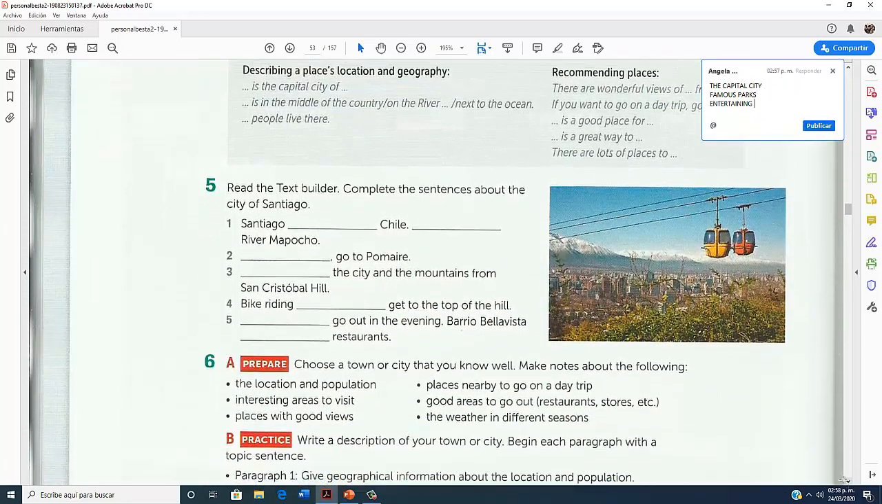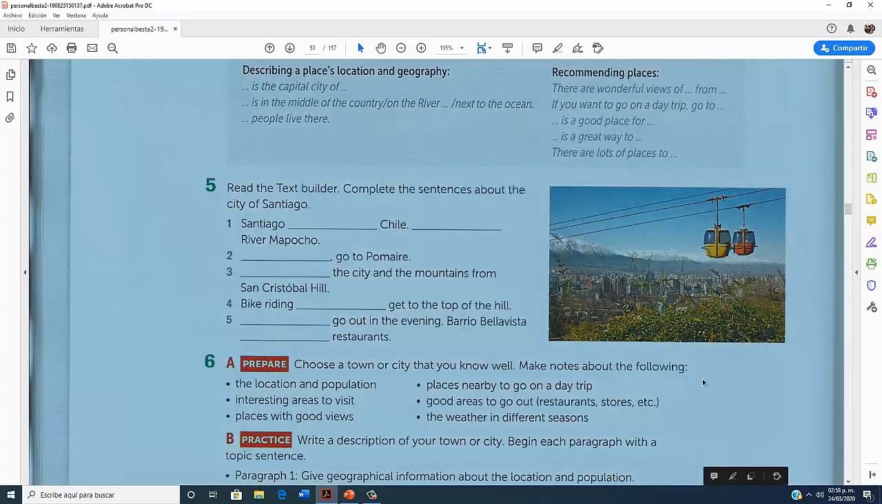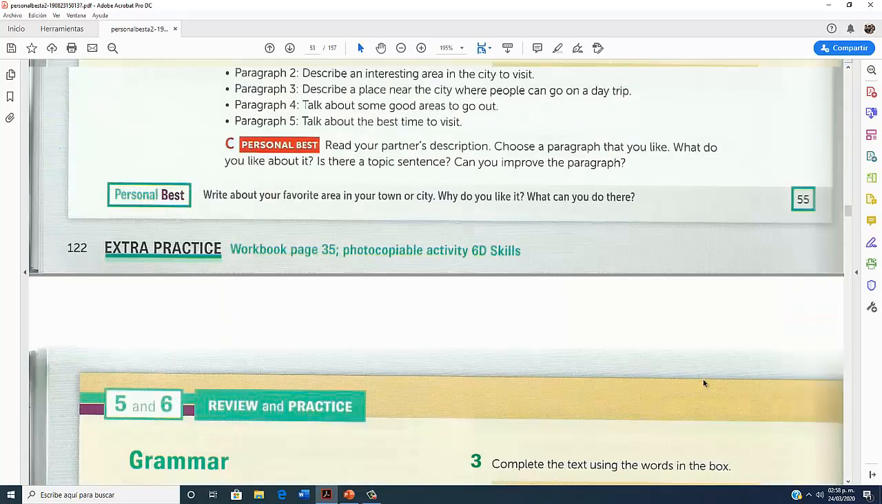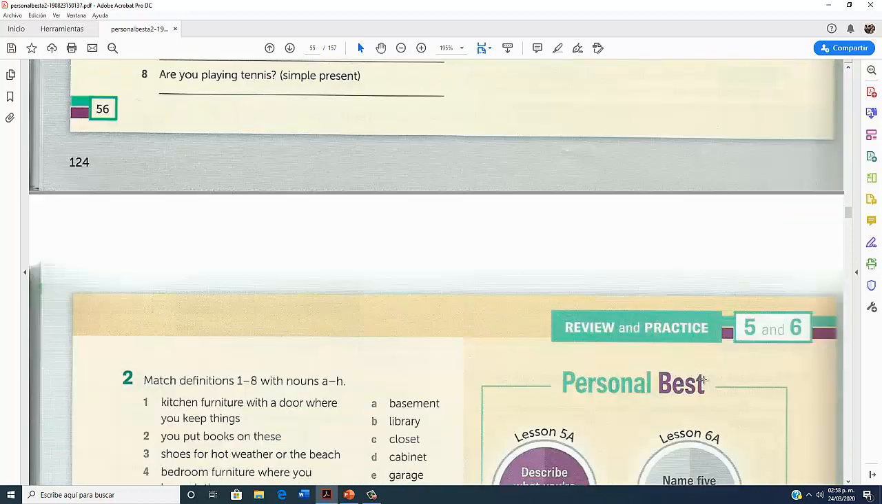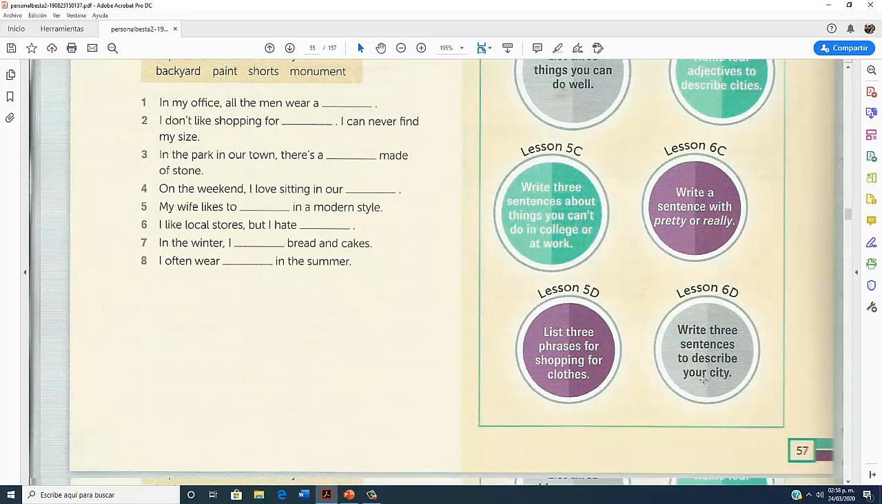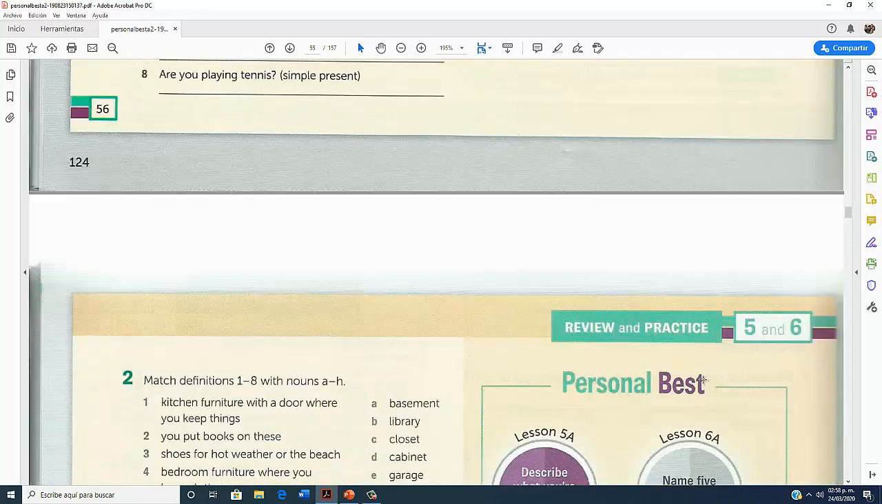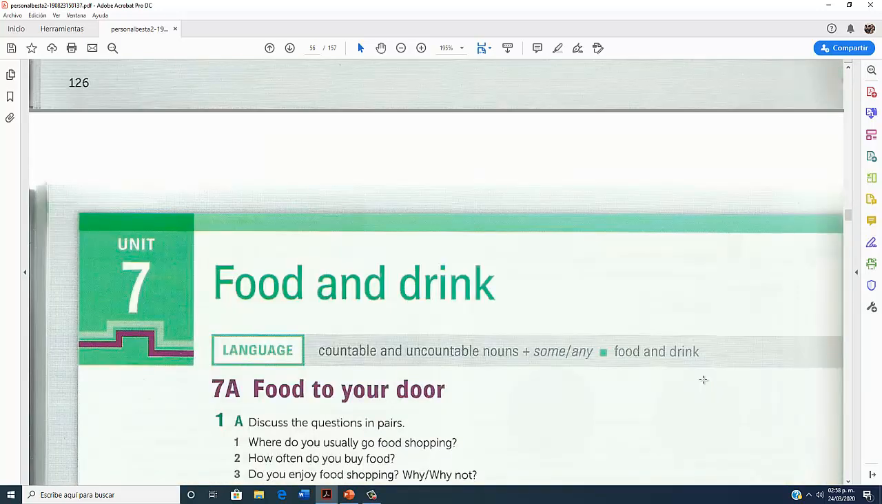Finally, we have a writing builder, but we are not going to do it, as I told you. This one would be the homework, okay? Pages 56 and 57 would be the homework.